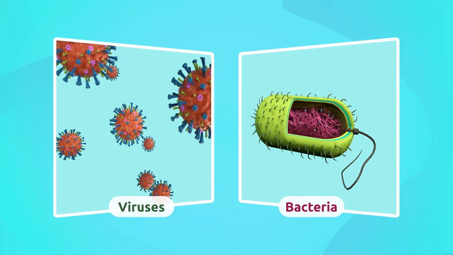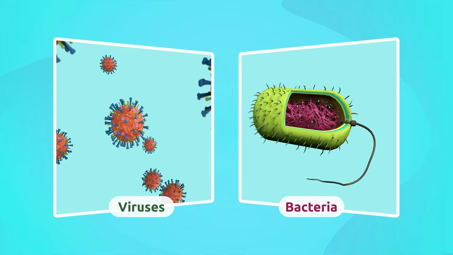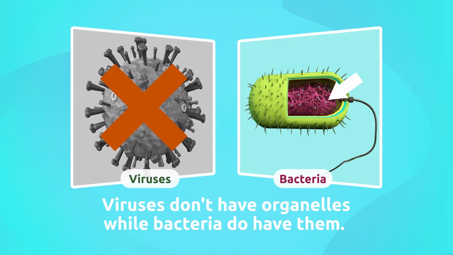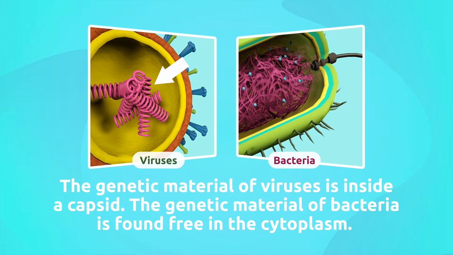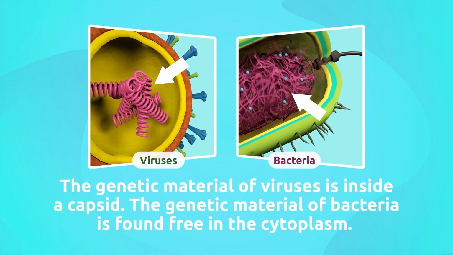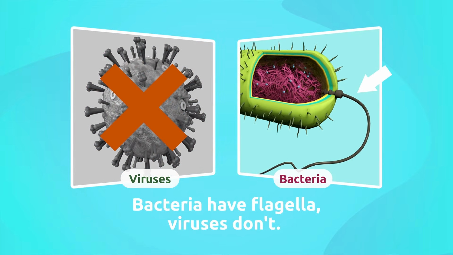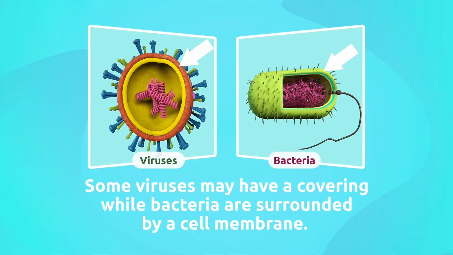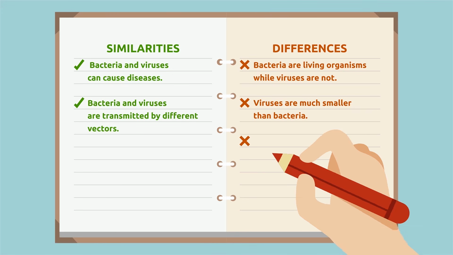If we compared the structure of a virus to that of a bacteria, we would find several differences. Viruses don't have organelles, while bacteria do have them. The genetic material of viruses is inside a capsid. The genetic material of bacteria is found free in the cytoplasm. Bacteria have flagella, viruses don't. Some viruses may have a covering, while bacteria are surrounded by a cell membrane. Another difference to note down: the structure.